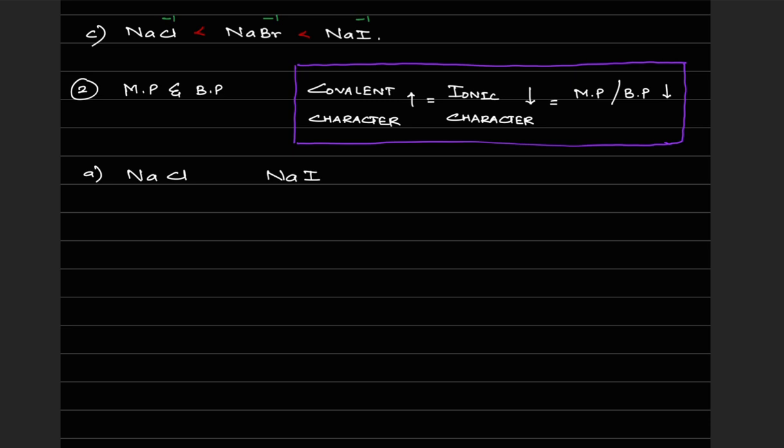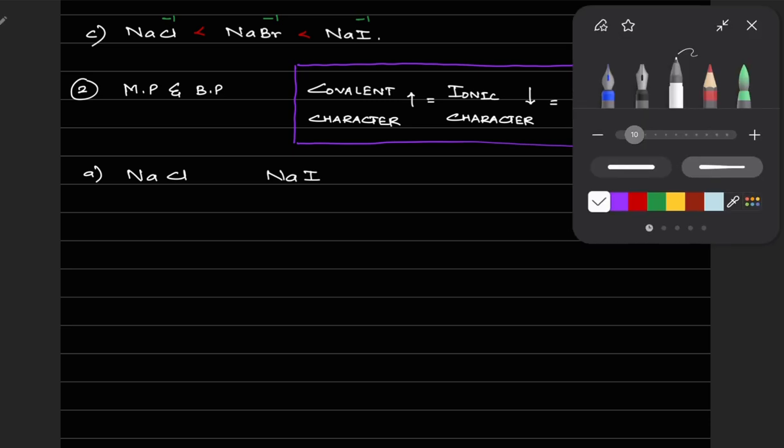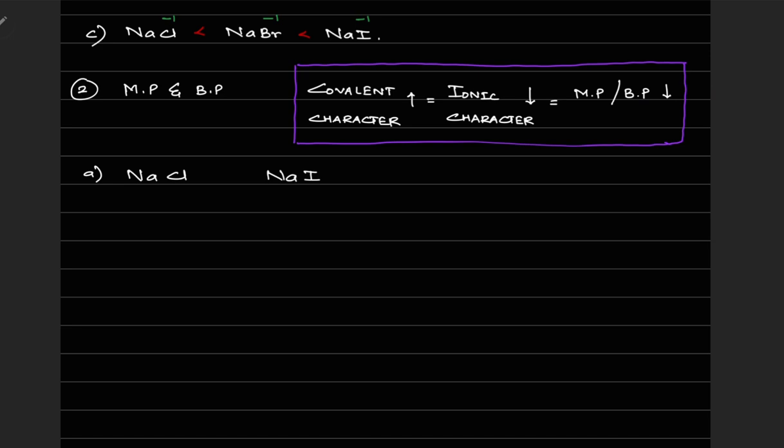So the only dependency now boils down to the anionic part. And in case of anion, I know that iodine has a larger size. So higher the size, higher is the covalent character. So NaI has more covalent character. So NaCl will have more melting and boiling point as compared to NaI. Please remember, over here we are talking about which aspect? We are talking about melting points and boiling points. Understand this.